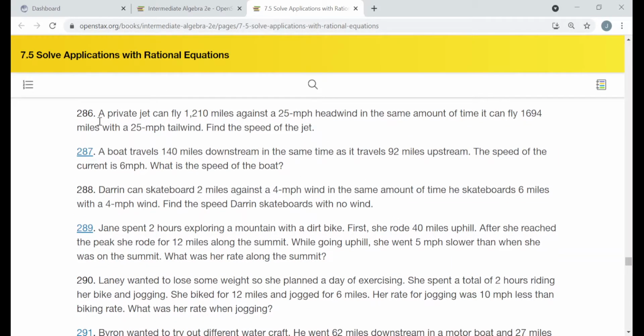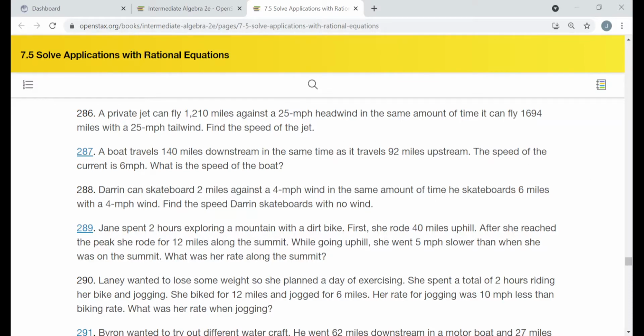All right. So this reads, a private jet can fly, and this is very similar to the previous problem. You have a flight against the wind and a flight with the wind. So a private jet can fly 1,210 miles against a 25 mile per hour headwind. In the same amount of time, it can fly 1,694 miles with a 25 mile per hour tailwind. Find the speed of the jet.